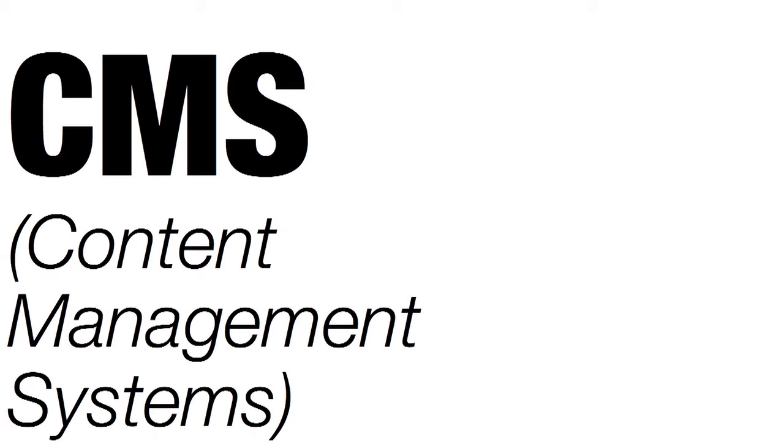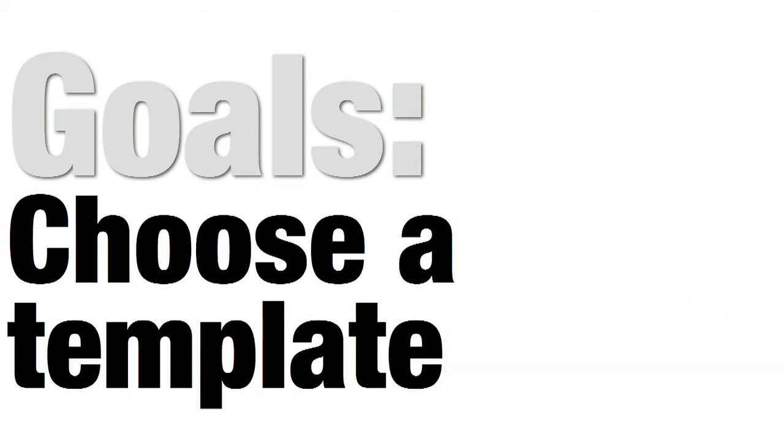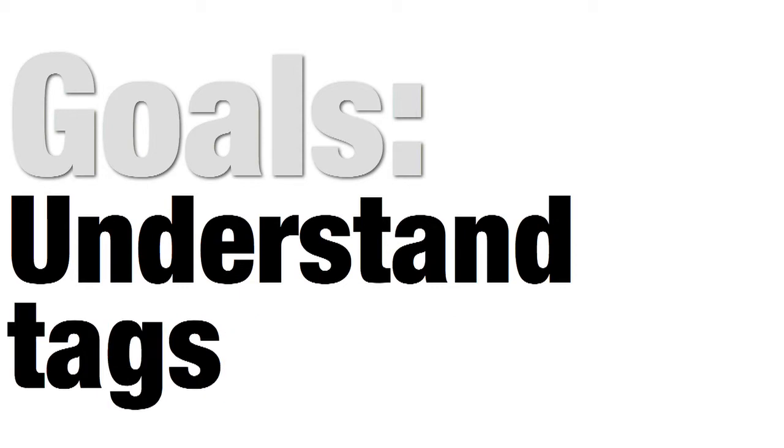So here's what we're going to work on this week. We're going to create our own website. We're going to create a WordPress site. We're going to choose a template so that we can control the way things display on them. We're going to start talking about categories, which is a way of grouping different posts that we're going to put into our WordPress site together. We're going to talk about tags, which is another way of grouping things together.